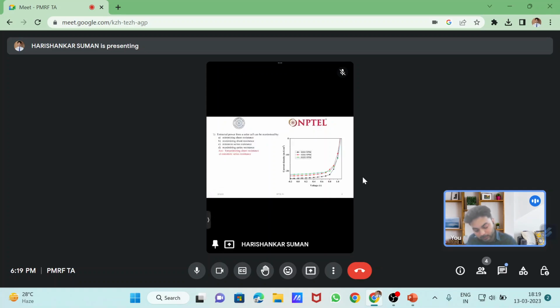But let's see it in the graph. We know the IV characteristics. So where is the series and where is the shunt resistance in the graph? Can you see? Which side is series and which side is shunt?